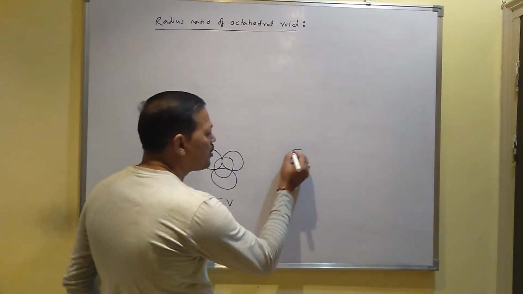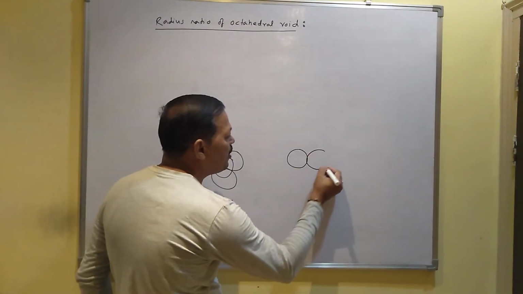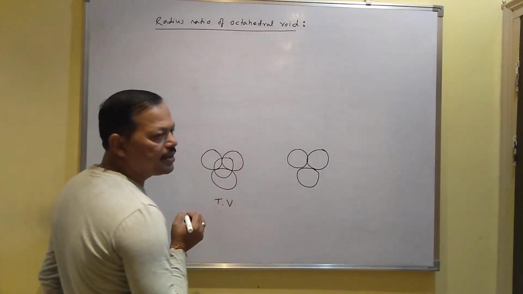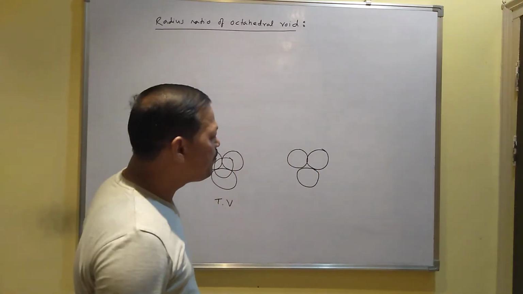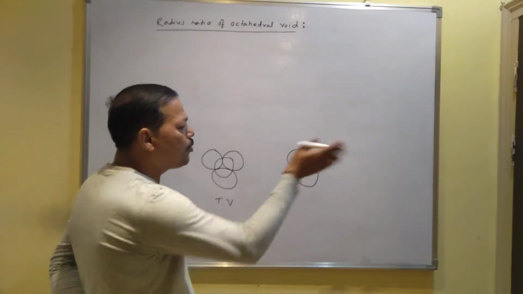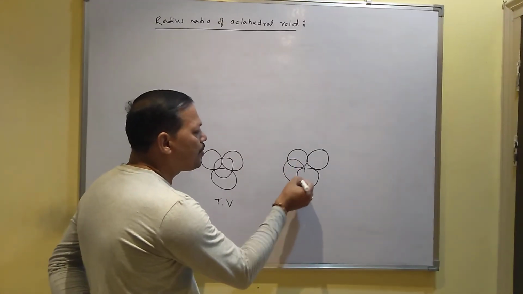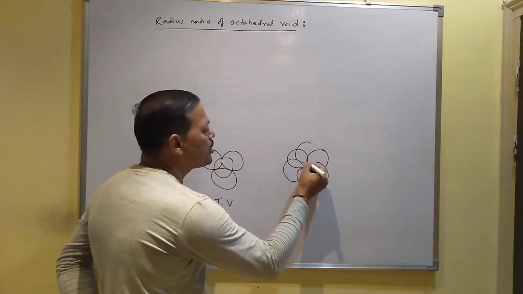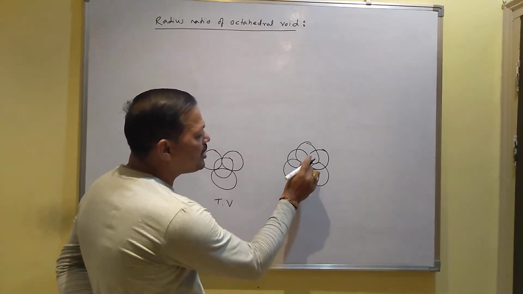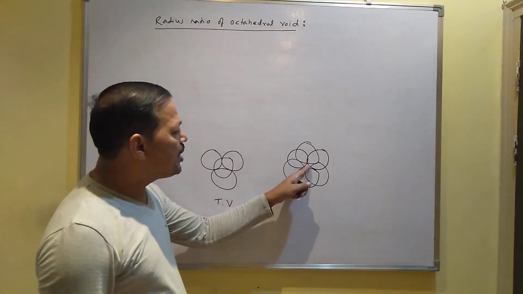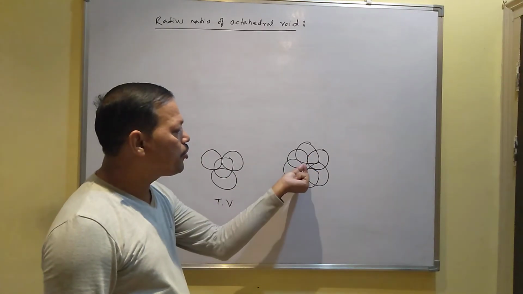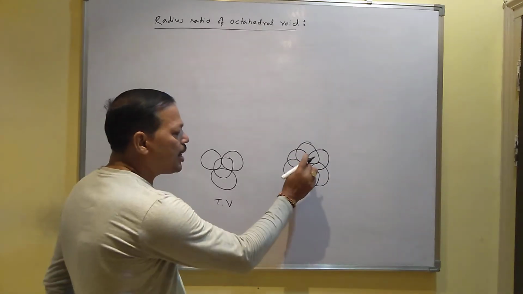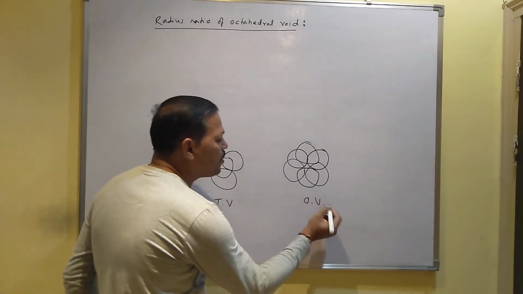And suppose this is your first layer of particles, and the first layer will form one triangular void like this, with 3 particles present in the first layer. When you place the second layer above this layer, if 3 particles come this way, this is one particle, this is another particle, this is another particle, then this type of void is a combination of 2 triangular voids. The first layer produces one triangular void, the second layer produces another triangular void. This type of void is called an octahedral void.